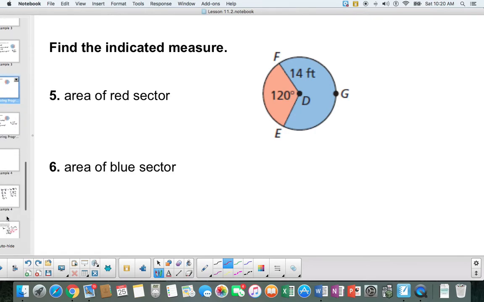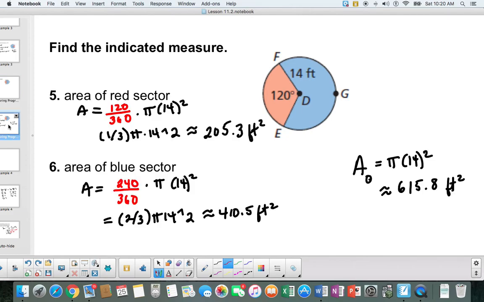Okay, your turn. Go ahead and see if you can find the area of the red sector and of the blue sector. And here's the answer. Again, you can check your work by figuring out the area of the whole thing, and notice that these 2 do add up to it.